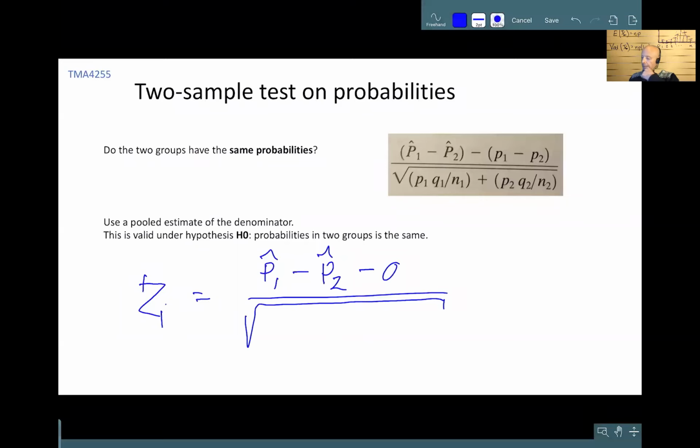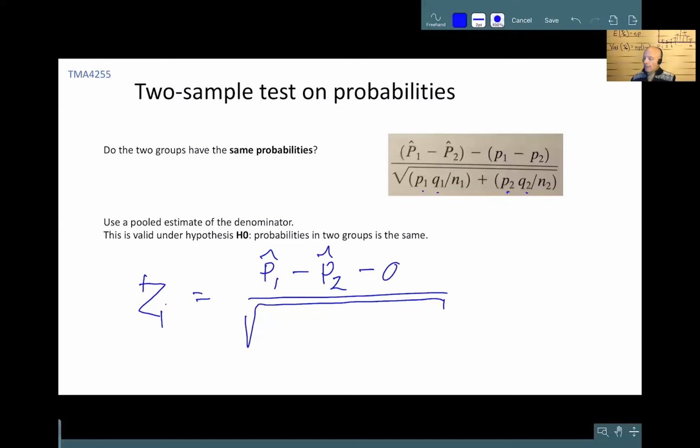But what do we plug in? Because we have P1 and Q1 and P2 and Q2, and we don't know these. But in a hypothesis test, we can estimate them. And then we don't get a t-distribution here. It's not like this goes through a t-distribution. It converges to a Gaussian, but it's not a t-distribution for moderate sample size. It's going to something else that we don't have a name for.